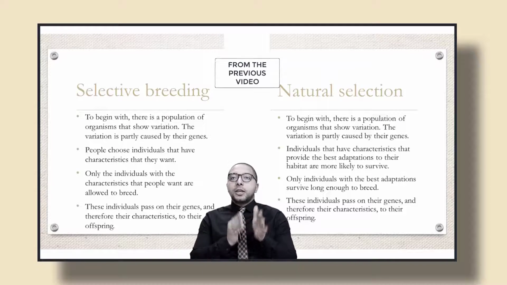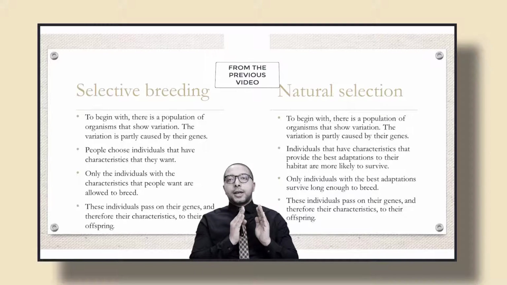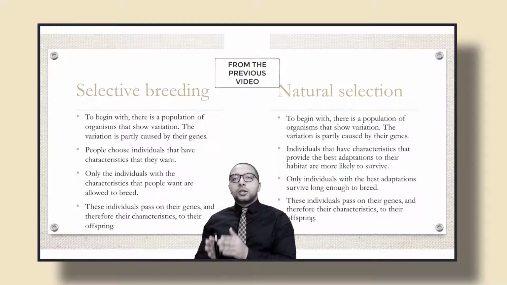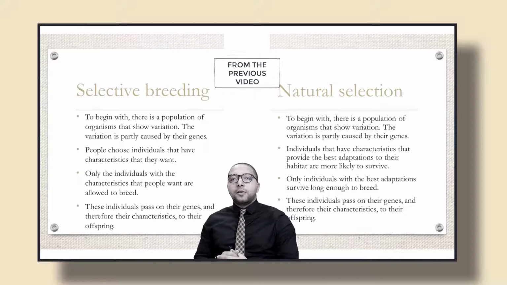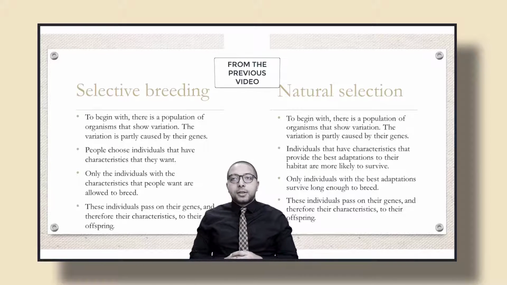So selective breeding is mainly about humans. They are deciding which characteristic will be passed through which parent and which offspring. In natural selection, nature is deciding which feature should move on and survive in the habitat. It's based on adaptation and surviving in the habitat.